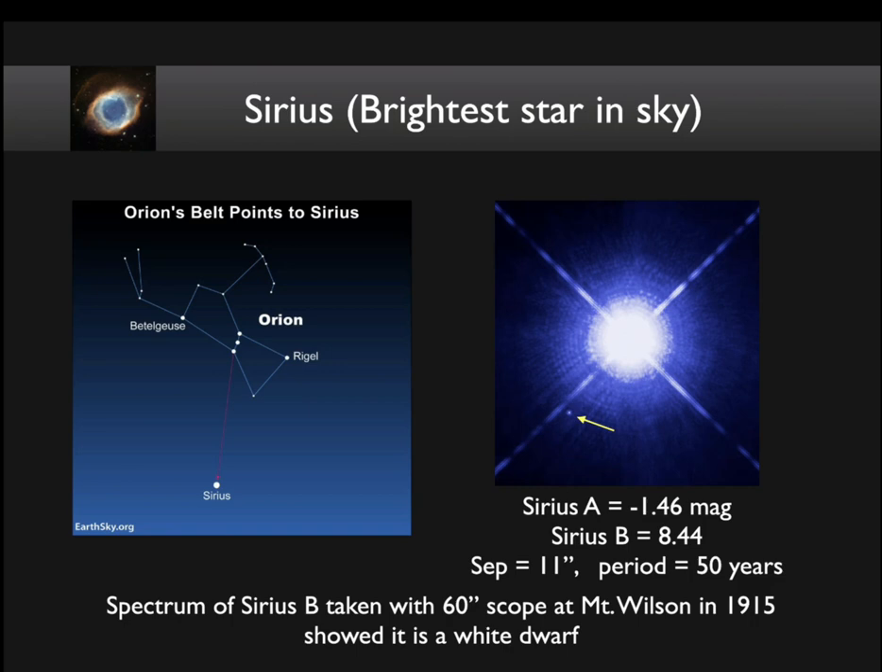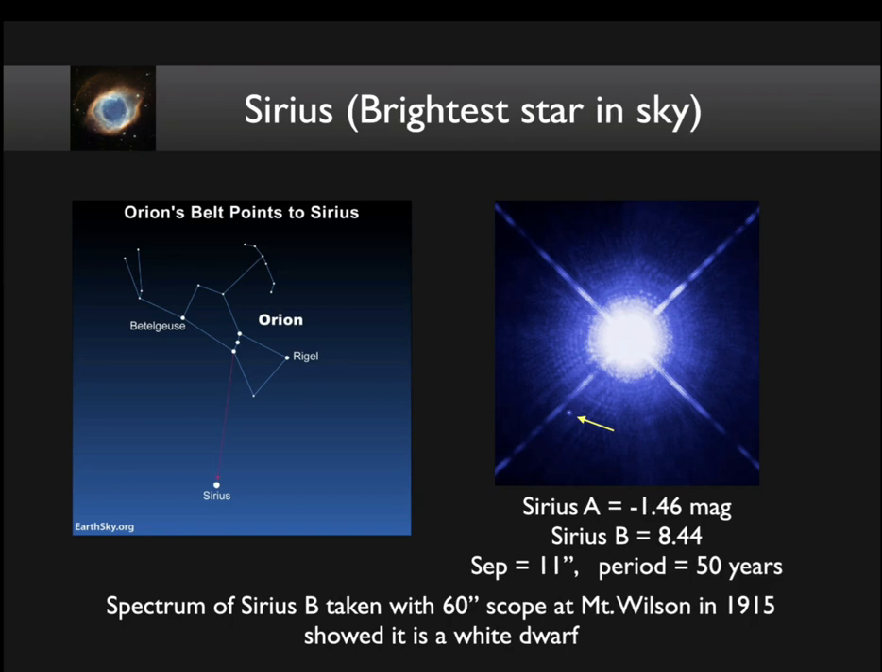Sirius is the brightest star in the sky. You can find it down and to the left from Orion. Orion's belt points towards Sirius. When you look at it through a telescope, it just looks like a bright star. Again, the angular size is way too small to be able to resolve it.